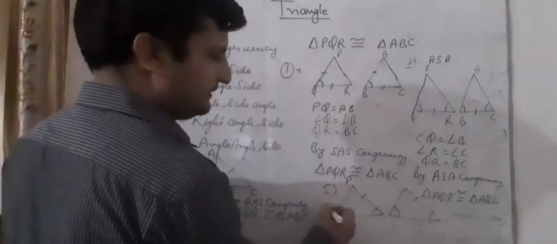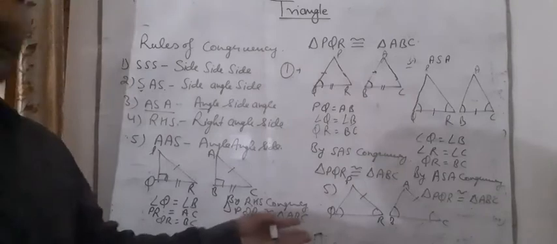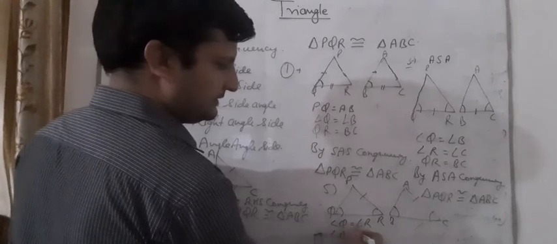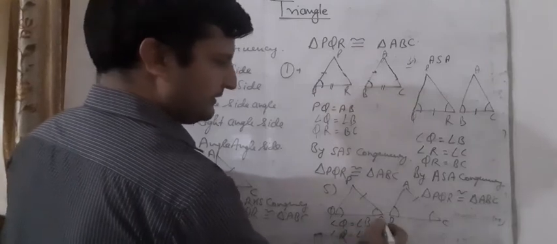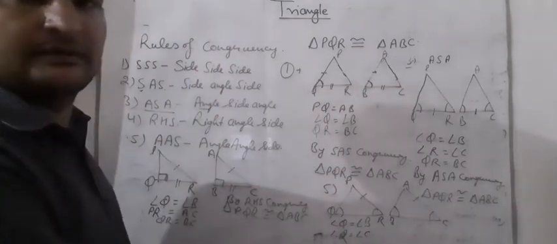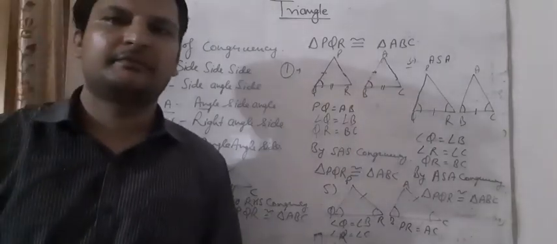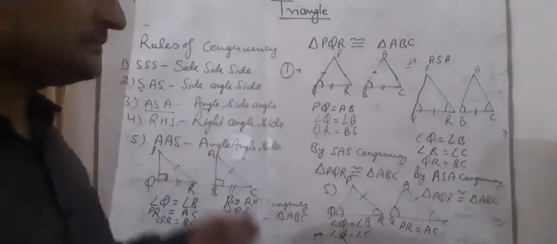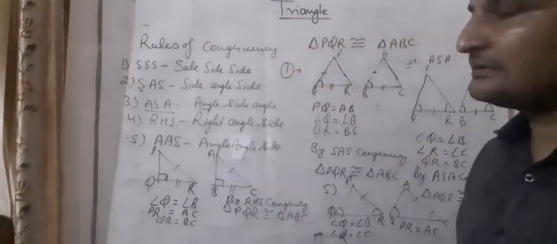suppose I am writing again PQR, ABC. If any two angles are given, here angle Q is equal to angle B, angle R is equal to angle C, and students, PR is equal to AC. So you can say that by using the angle side property, these two triangles are congruent to each other. So students, these are the properties to find the solutions of the triangle.